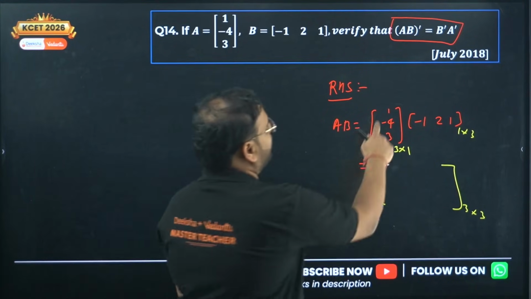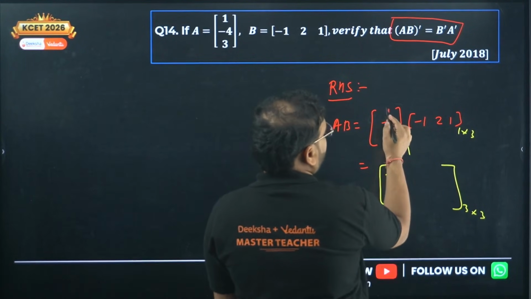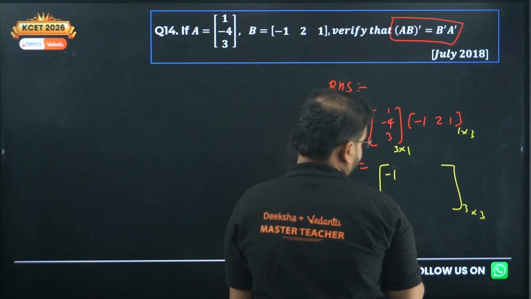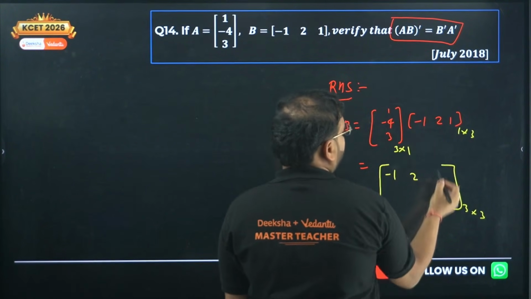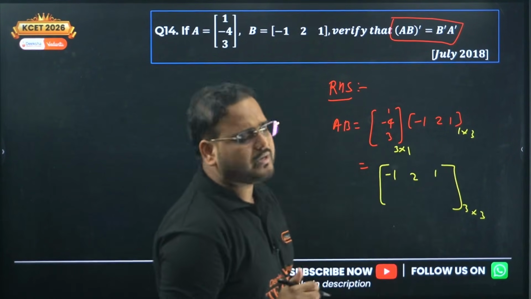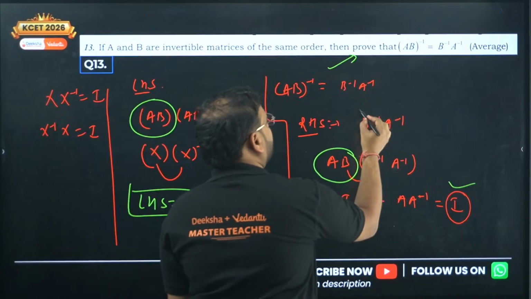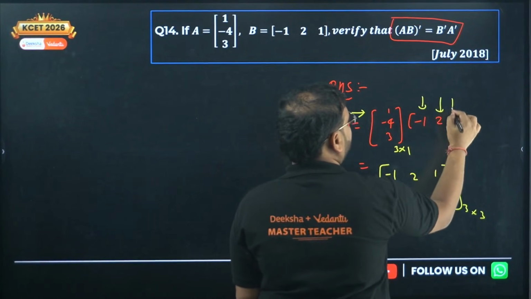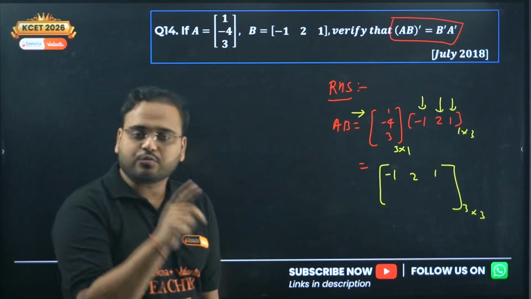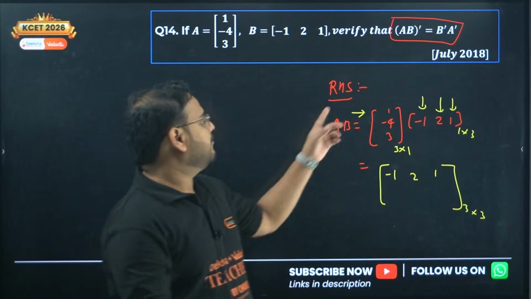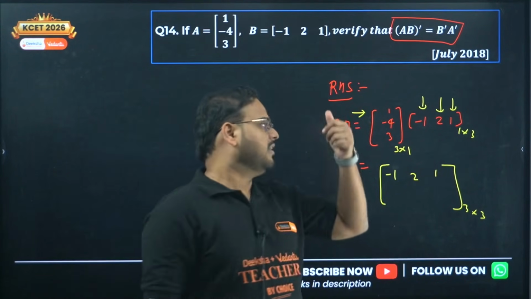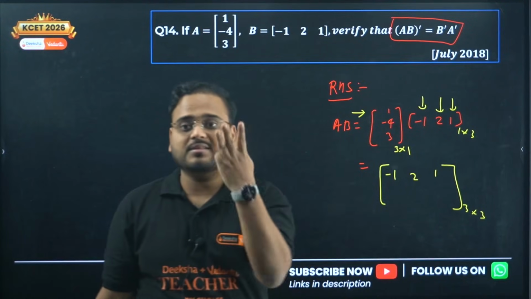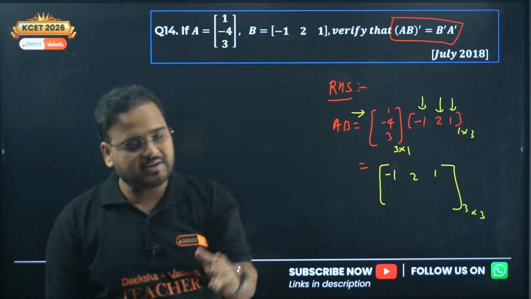Check here. 1 into minus 1 is minus 1. 1 into 2 will be what? 2. 1 into 1 will be what? 1. What are you doing, sir? I'm multiplying a row to the column one by one to get an element. You multiply the first row to the first column to get the first element, first row to the second column to get the second element, and first row to the third column to get the third element. That's how you do the multiplication in matrices.